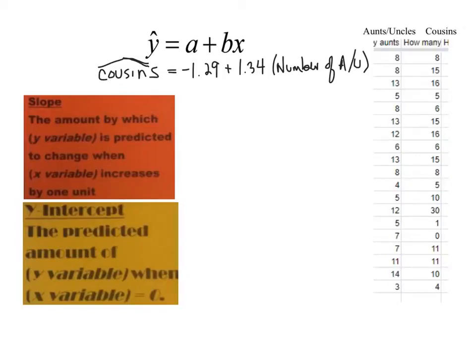So I would really get in the habit of using those definitions, and again, be very careful to include that word predicted, right? The amount by which the y value is predicted to change, and the predicted amount of the y variable. All right, let's use this equation.